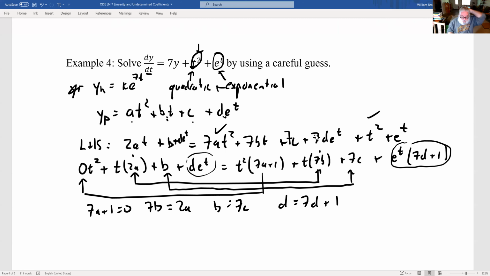And so you can solve all those, right? From here, you figure out what A is. Once you know A, you can figure out B. Once you know B, you can figure out C, and you can figure out D from that and plug everything in. So if we got two different things on the right-hand side, make a guess for each one, and then you can figure out what the particular solution is.